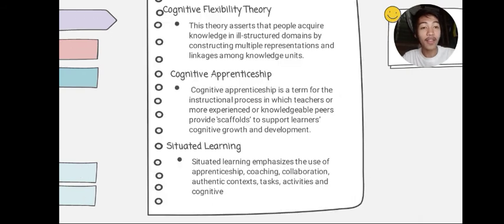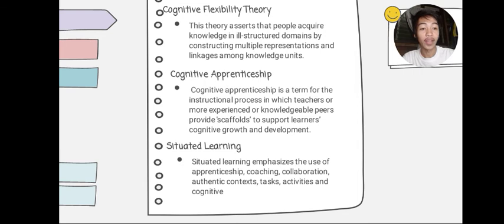Next, cognitive flexibility theory. This theory asserts that people acquire knowledge in ill-structured domains by constructing multiple representations and linkages among knowledge units. Meaningful learning asserts the construction of multiple representations and linkages among knowledge units. Cognitive apprenticeship is a term for the instructional process in which teachers or more experienced or knowledgeable peers provide scaffolds to support learners' cognitive growth and development. In simple words, MKOs provide assistance to students' cognitive resources.